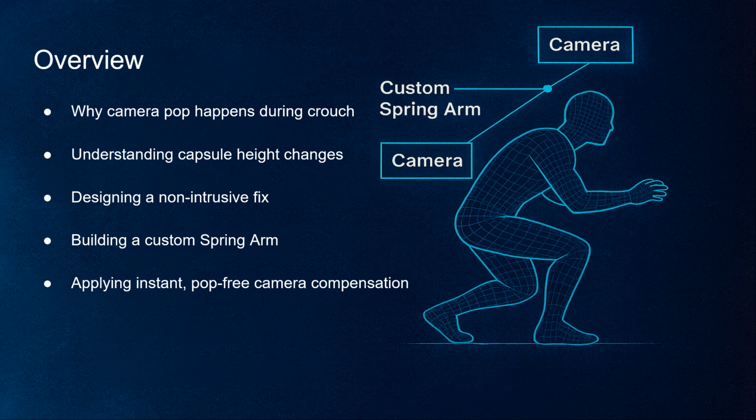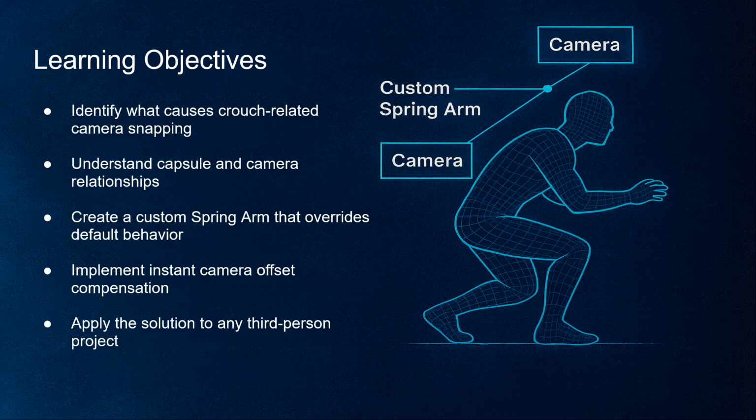Finally, let us take a look at the learning objectives. By the end of this lesson, we'll understand what causes crouch-tilted camera snaps, how capsule height interacts with view height, and how to build a custom spring arm that compensates for those changes instantly. Okay? And we'll also learn how to integrate this component into any project without modifying engine source.